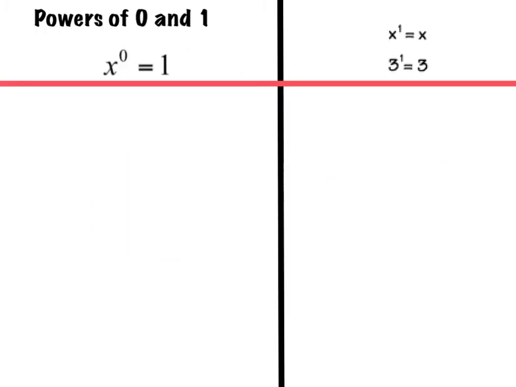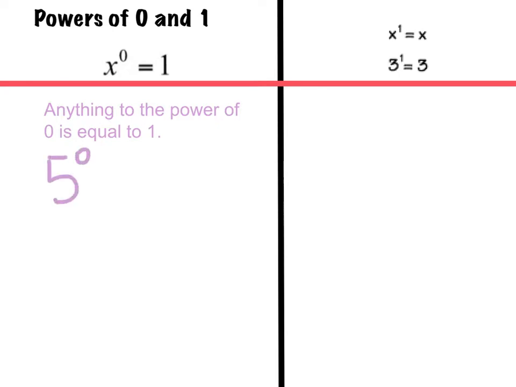When working with exponents, there are different rules when you're multiplying something to the power of 0 and to the power of 1. Anything to the power of 0 is equal to 1. So whether you're working with a variable or an actual number, if it's raised to the 0 power, it equals 1. So if we have 5 to the 0 power, it's equal to 1. y to the 0 power is 1. 10 to the 0 power is 1.